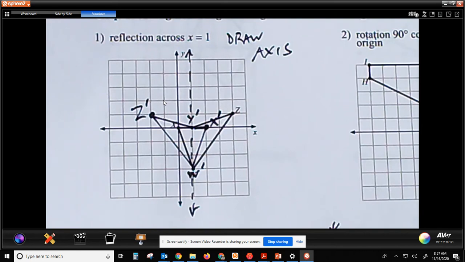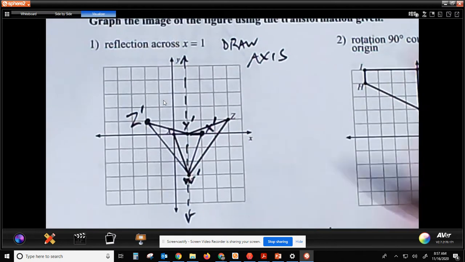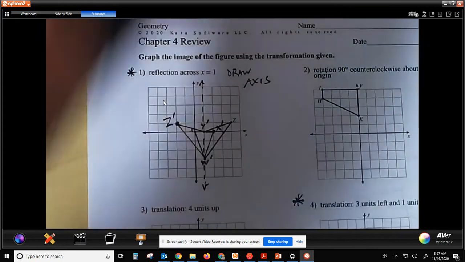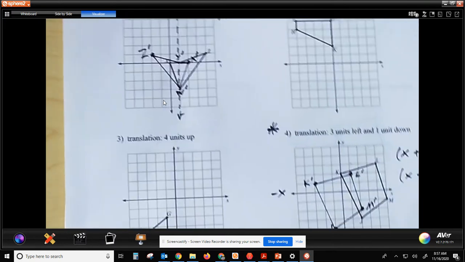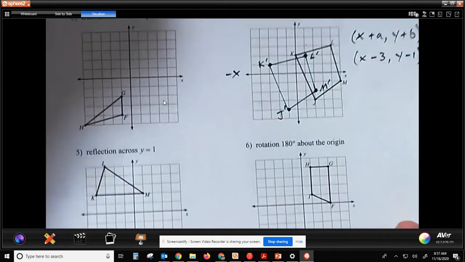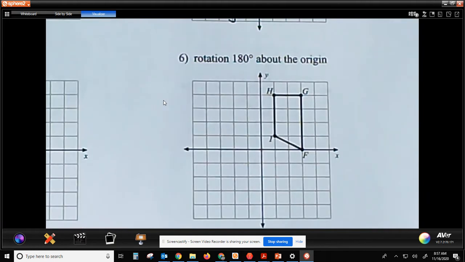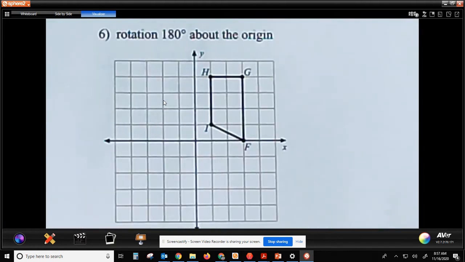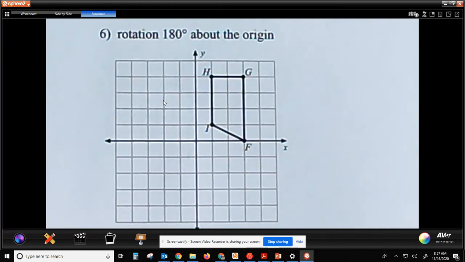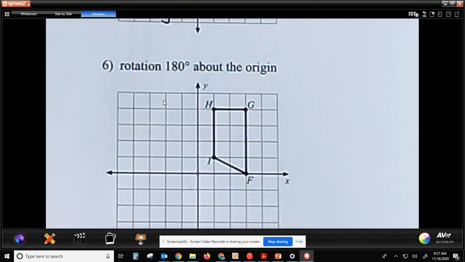Okay. So we did 4 and 1. Zoom back in, back out so you can get orientation. I'm gonna come down to the bottom right of the page, and I'm looking at number 6. A rotation, it says. Let's do one of these. Rotation about the origin. Okay. Rotation 180 degrees about the origin.